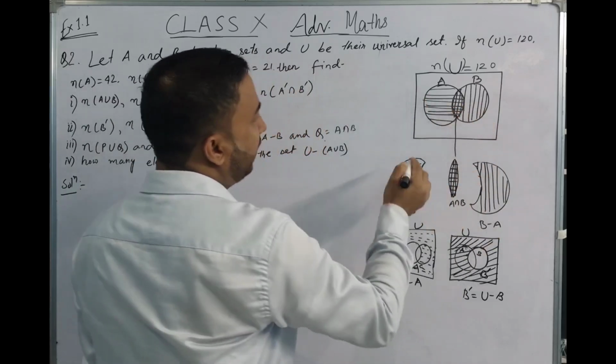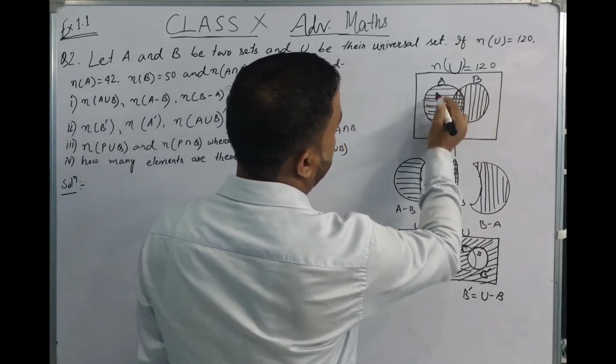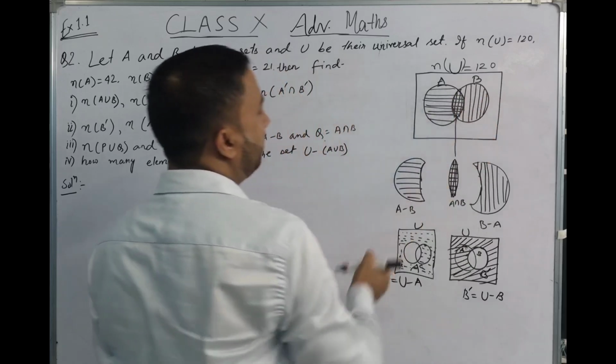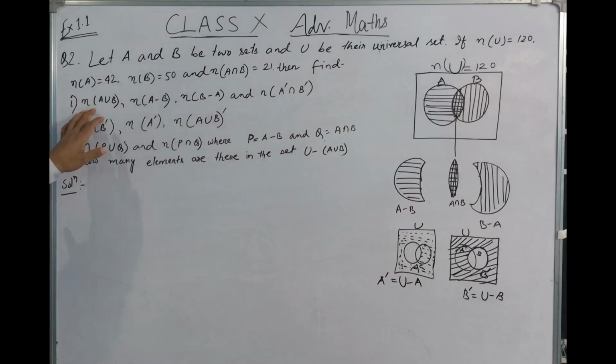And if you take A union B, what will be A union B? A union B will be both these two sets. This circle and this circle together will be A union B. Now let us find the number of elements in the set A union B.